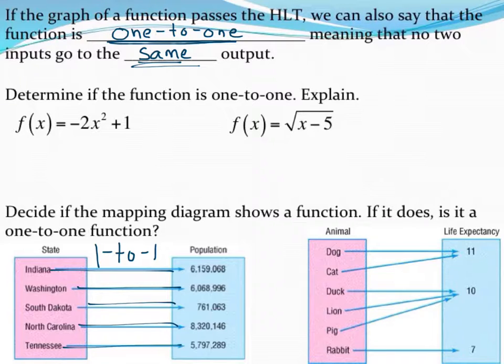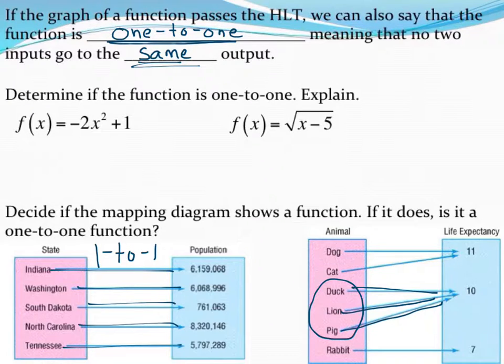Compared to the second mapping diagram, which is also a function. Remember, a function means every input has exactly one output. But things like this would be a problem for being one-to-one. We can't have three different inputs going to the same output. It's still a function, it's just not a one-to-one function.